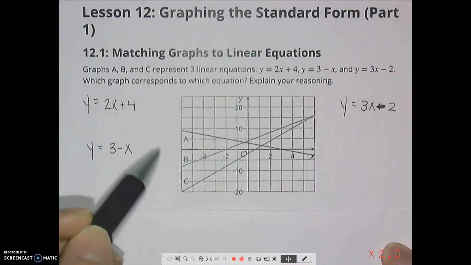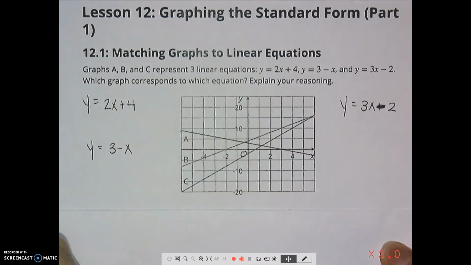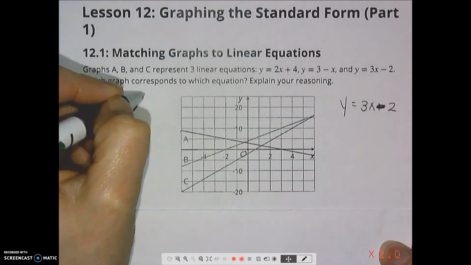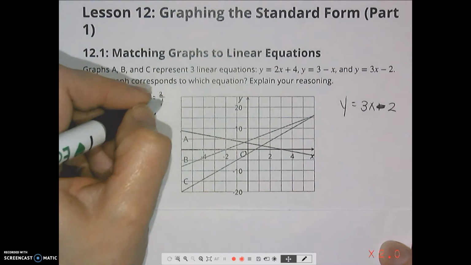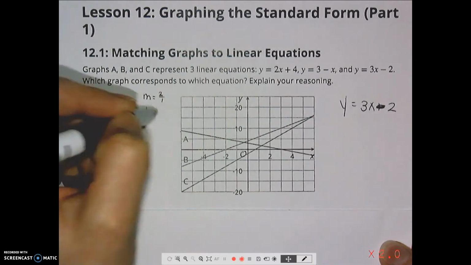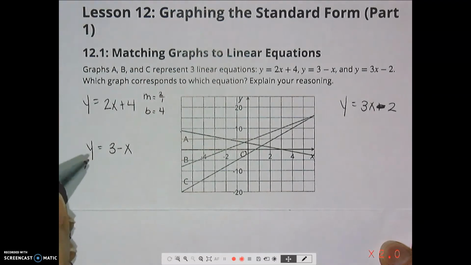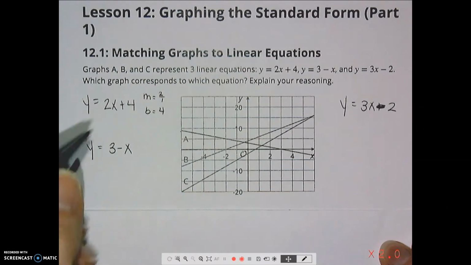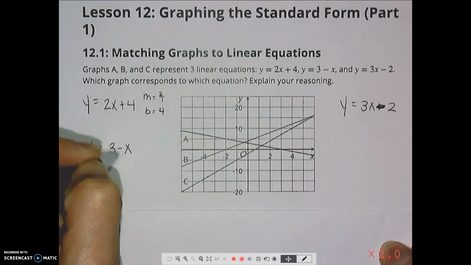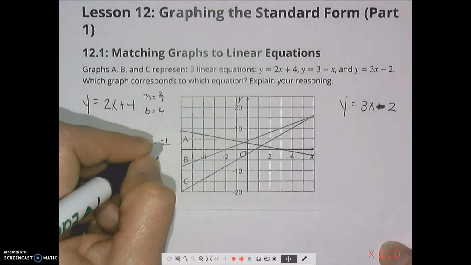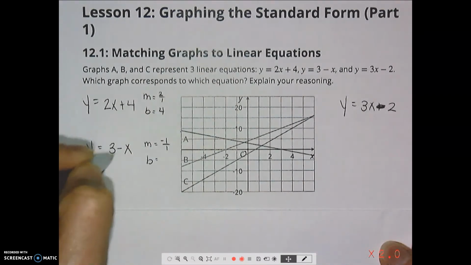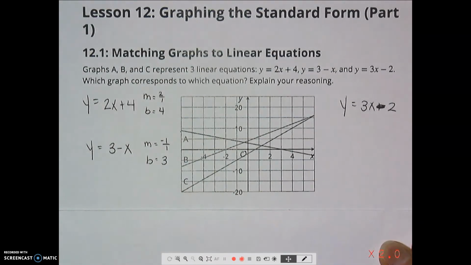So what things do we know about these from when we graphed them in the past? What two things would you need to know? You need to know the slope and the y-intercept. If we're looking at y equals 2x plus 4, the slope of that is 2 over 1, and the b, the y-intercept, is a positive 4. For y equals 3 minus x, remember m is always the number that's in front of the x, so even though it seems out of order, our slope here would be negative 1 over 1, and our y-intercept would be the positive 3 that's there.